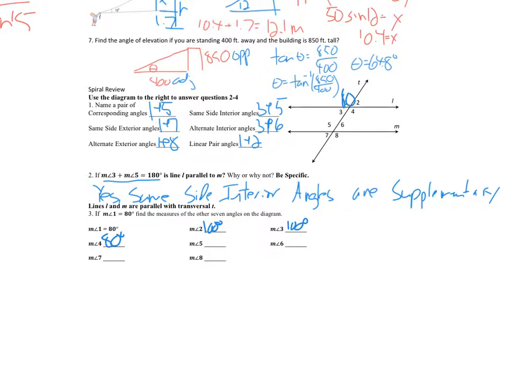5 is corresponding to 1, or alternate interior with 4. 6 is 100. 7 is 100. And 8 is 80. 7 is vertical to 6, or it's corresponding to 3, or it's linear pair with 5. You have multiple options for those all to work out.